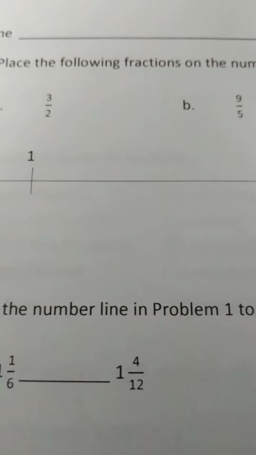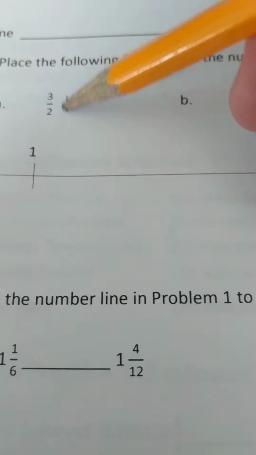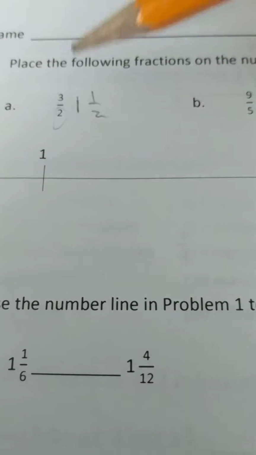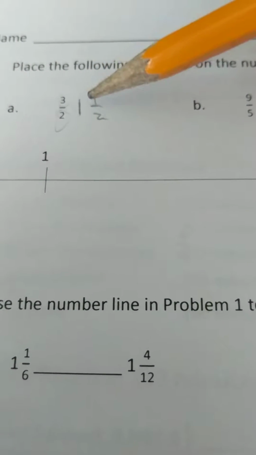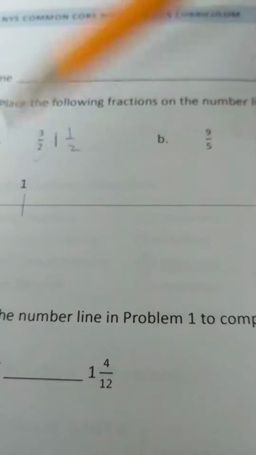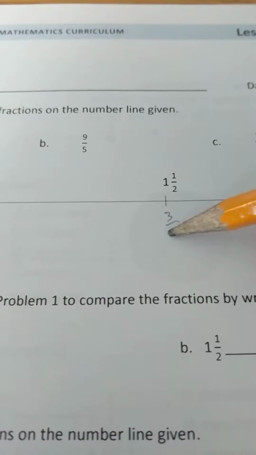So if we look at 3 halves, I can get 1 whole out of that and still have half of another whole, right? Because my whole would be 2 pieces and there's 3 already there. So I have 1 whole and 1 half. Or 1 would be 2 halves, so this would be 3 halves.